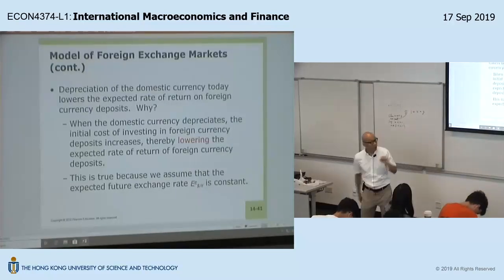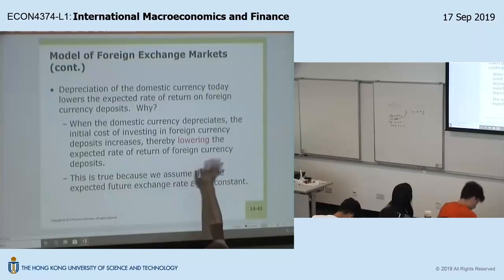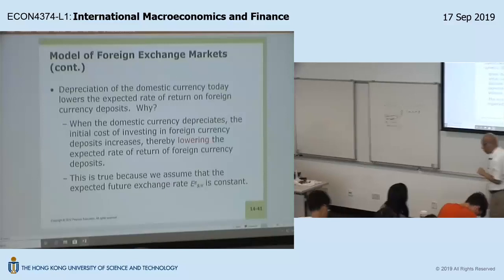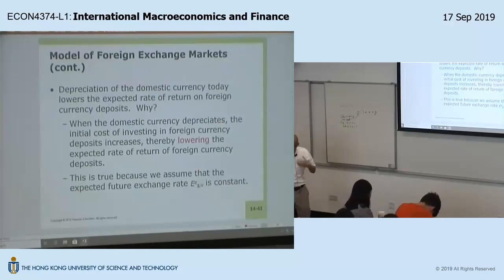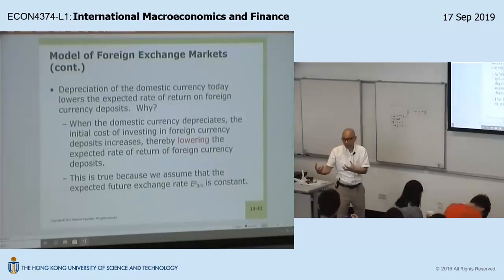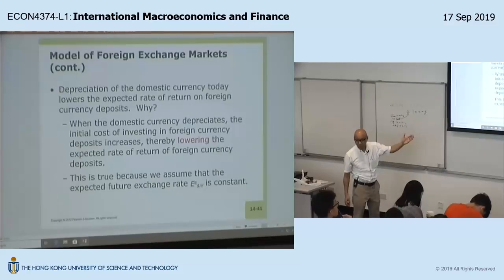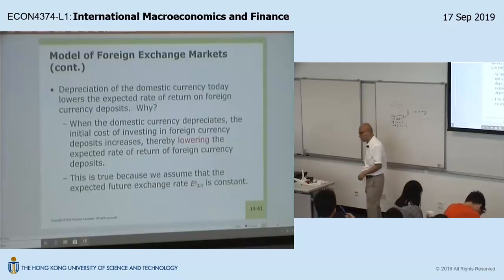Is that clear? So let me say one more time. When the domestic currency depreciates, the initial cost of investing in foreign currency deposit increases, thereby lowering the expected rate of return of foreign currency deposits, right? Because you need to pay more dollars, or each dollar can be converted into fewer euros today, okay? And that's why the initial cost of investing in euro becomes more expensive, and therefore lowers the expected rate of return of foreign currency deposit. Okay.